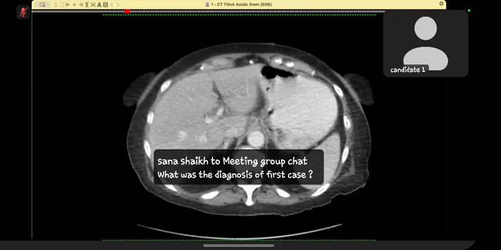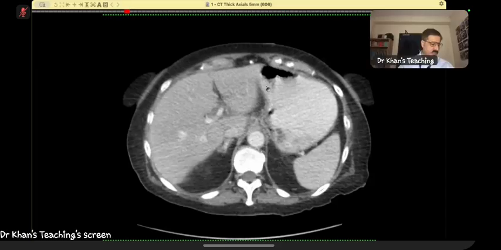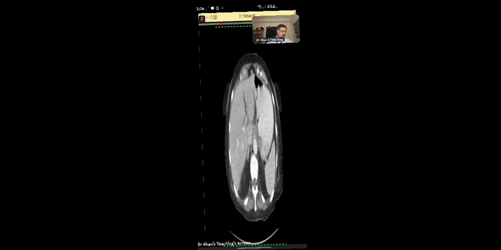Before you try it, let me give you the history. 76-year-old female, abdominal pain and loss of weight, rule out malignancy. They asked for a CT chest, abdomen, and pelvis. The chest part was normal. So just concentrate on the abdomen. Over to you.